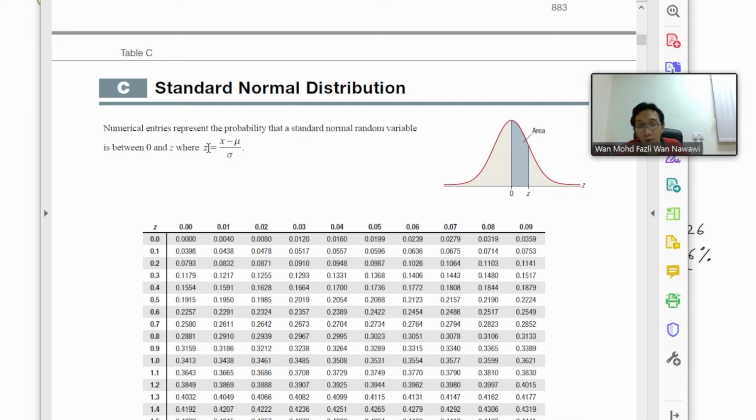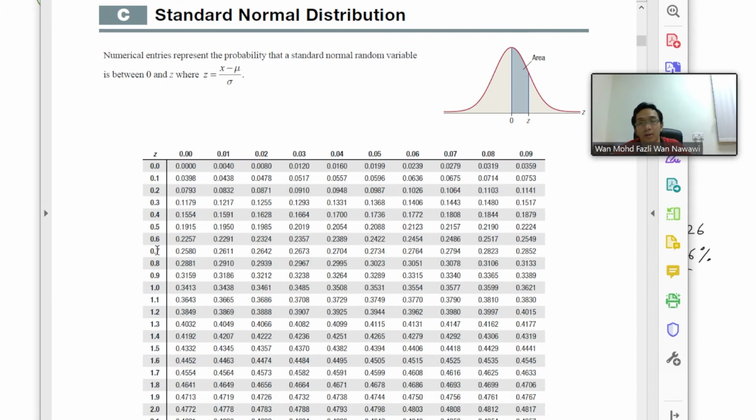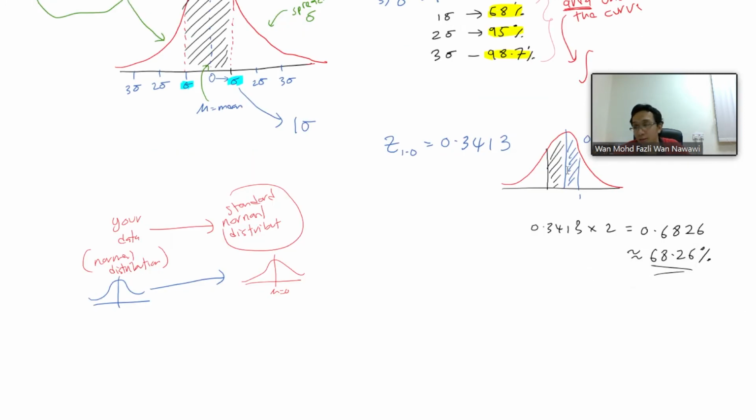And then once you get z, you can use this table. Once you use this table, you get the area. From there, you know whether your data is in the region or not, and whether your hypothesis is significant or not. So that's basically the idea. You need to convert your data to the standard normal distribution.